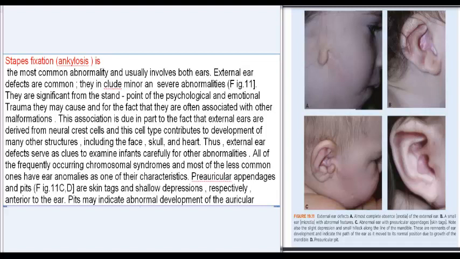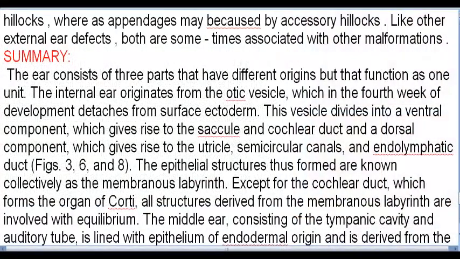All of the frequently occurring chromosomal syndromes and most of the less common ones have ear anomalies as one of their characteristics. Preauricular appendages and pits, Fig. 11 C, D, are skin tags and shallow depressions, respectively, anterior to the ear. Pits may indicate abnormal development of the auricular hillock, whereas appendages may be caused by accessory hillocks. Like other external ear defects, both are sometimes associated with other malformations.